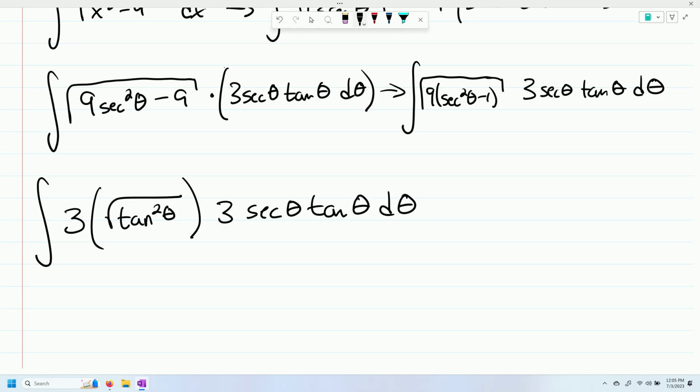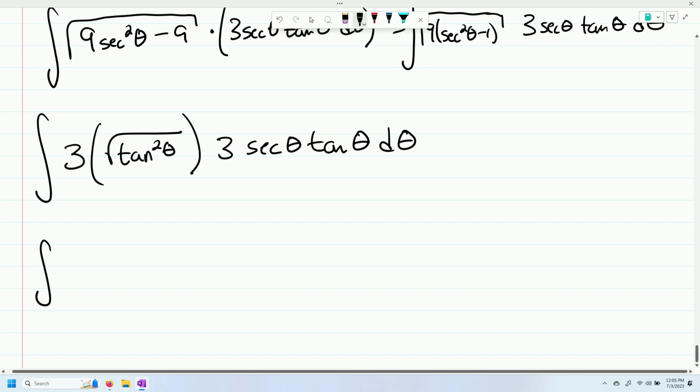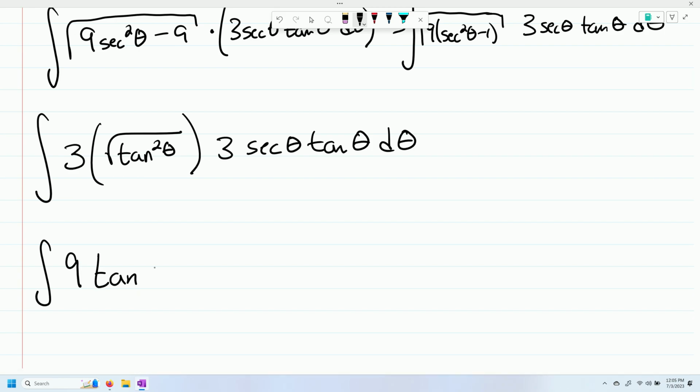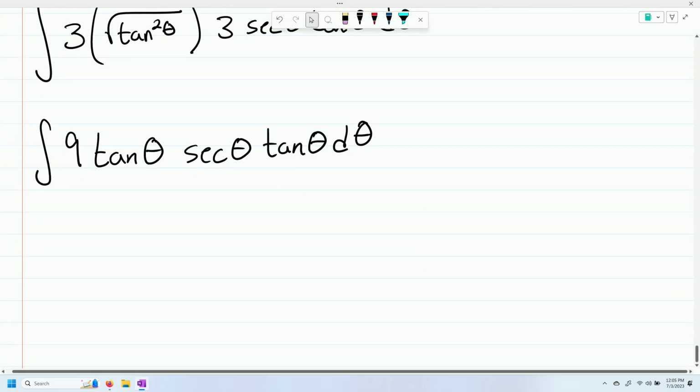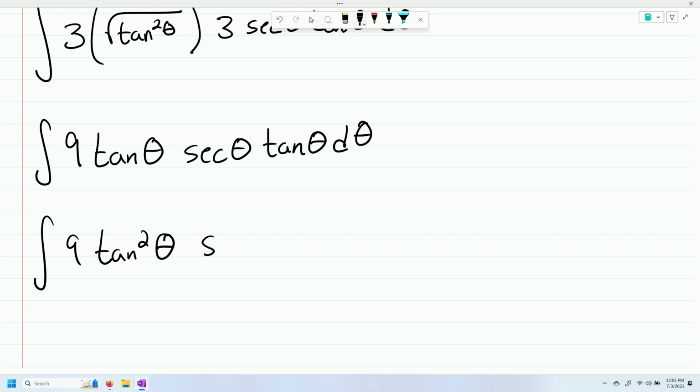Now, 3 times 3 is 9. Square root of tangent squared is tangent theta. Secant theta, tangent theta, d theta. I think you can see where we're going with this. We have tangent theta times tangent theta, so that's going to be tangent squared theta, secant theta, d theta.